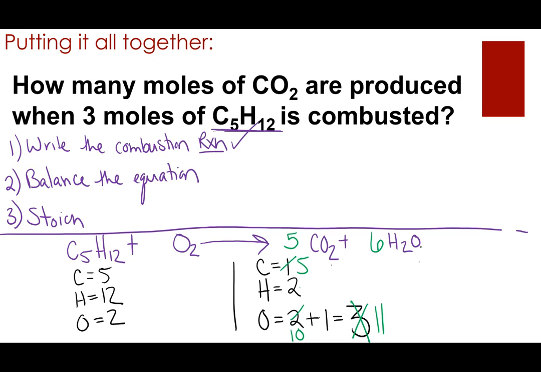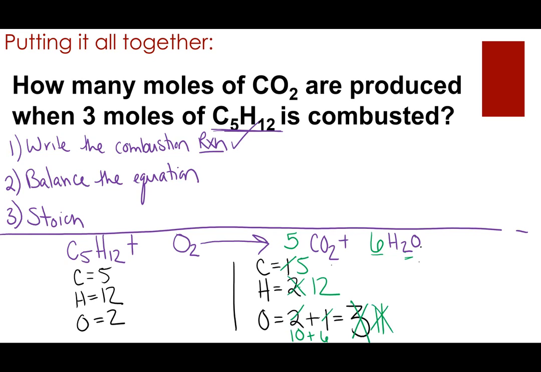So if I put a 6 right there, we're going to take coefficient times subscript. So 6 times 2 is going to give me 12 hydrogens. So that balances our hydrogens. Yay. But what does it also affect? It also affects this oxygen here. So we've got 10 oxygens from carbon dioxide, and we now have 6 oxygens from our water.